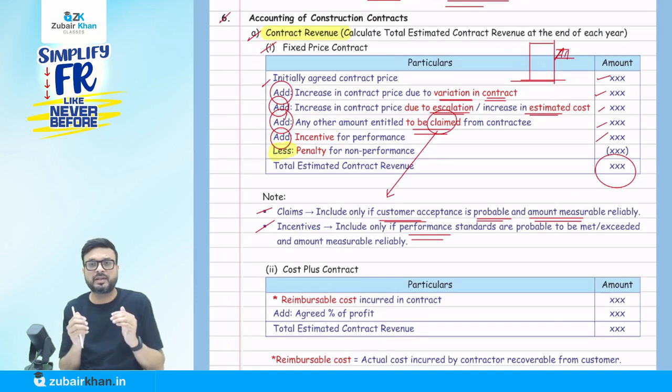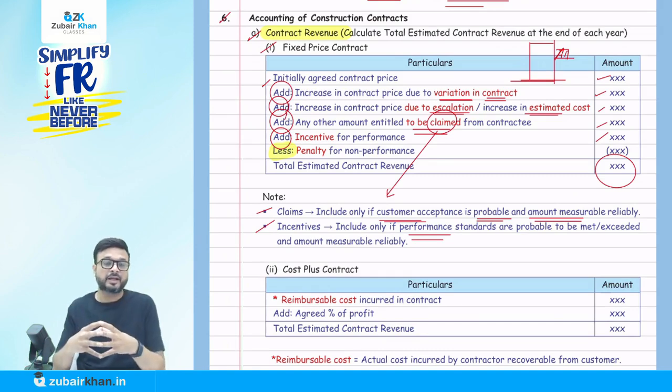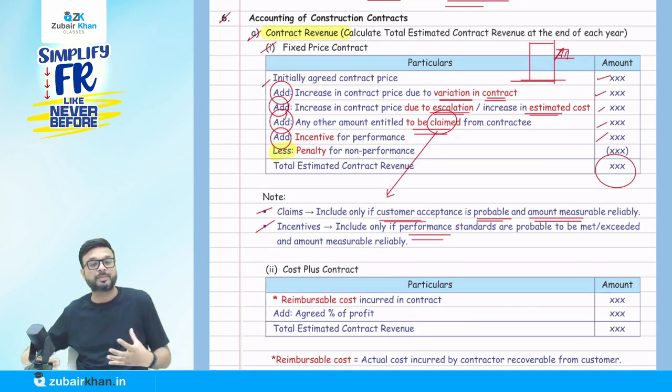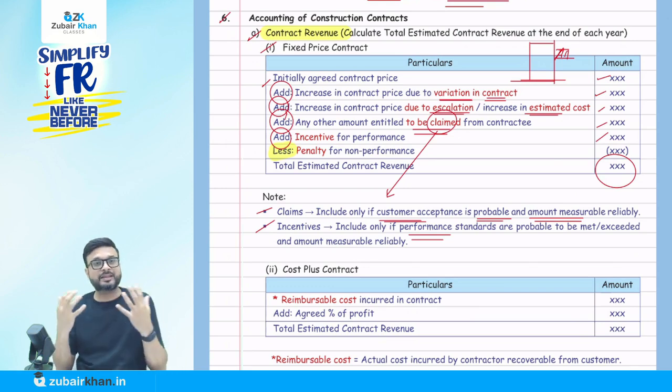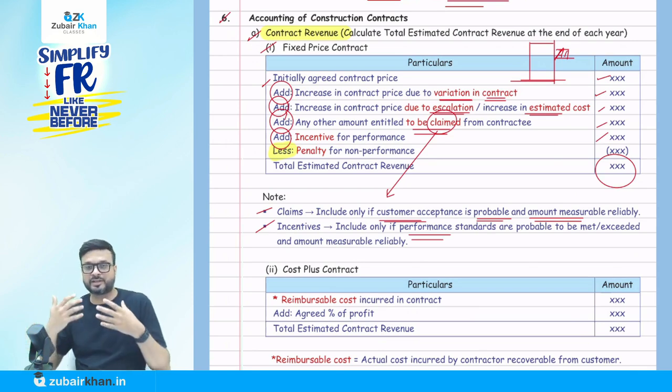Incentive means include only if the performance standards are probable to be met or exceeded and the amount is measured reliably. For example, the construction has been decided to be done in 3 years. But if it is completed in 2.5 years, you are going to give me incentives for that. What does it mean here? Whether it is probable that I am to complete the contract in 2.5 years. If yes, in that case only I am to recognize the revenue of incentive here.